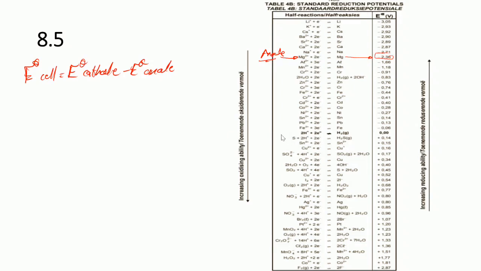And then we have our cathode. Our cathode has to be this one. In this case, it's the one that is below, so it has a reading of 0.00. So that means we have 0.00 minus negative 2.36, and this will give us 2.36 volts, right? So that's our E cell reading, our voltmeter reading.